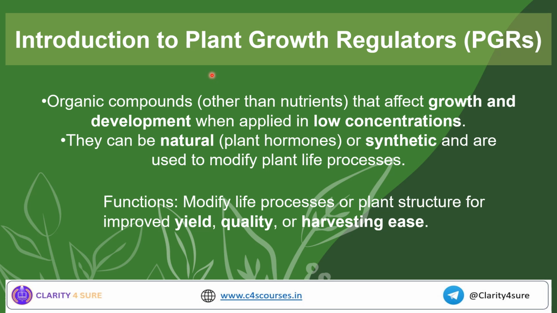So let's discuss what plant growth regulators are. Plant growth regulators are organic compounds that affect growth and development when applied in low concentration. You have to be attentive that I have mentioned that plant growth regulators are applied generally in low concentration. They can be natural. If they are natural, they are called plant hormones, and when they have synthetic analogs, they are called plant growth regulators. The function of plant growth regulators is that they modify life processes or plant structure for improved yield, quality, or harvesting ease.